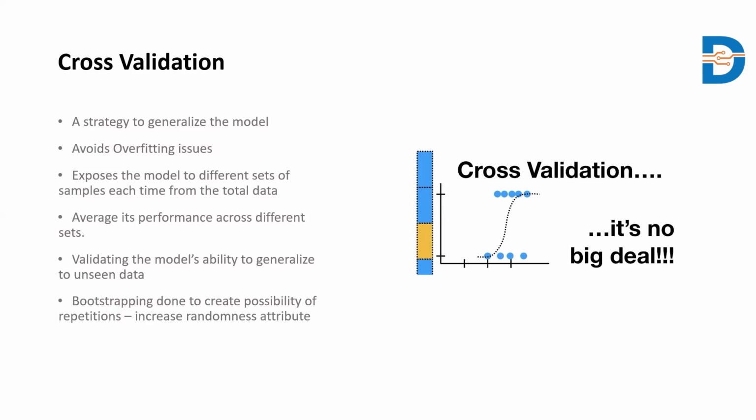Here, bootstrapping is done to create the possibility of repetitions, which is also a randomness attribute. So what is bootstrapping? Bootstrapping is, once we have taken a subset of training data to be the training data for this fold of cross-validation, we replace the samples back for the next subset to be picked.